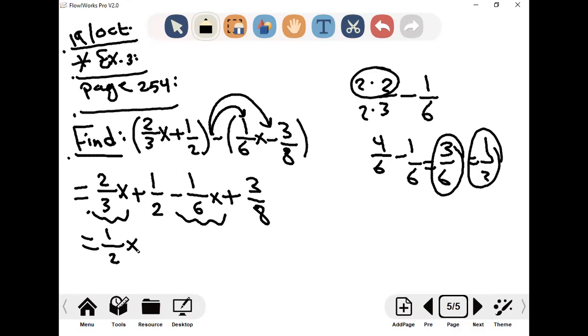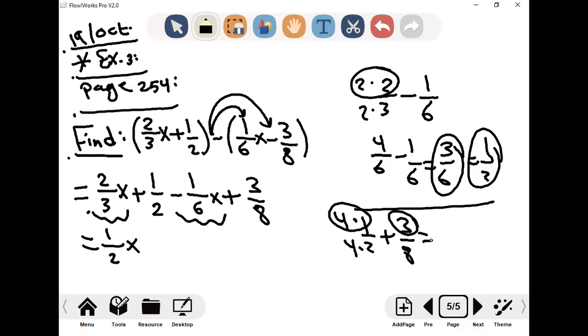Now I'm done with 2 over 3x and 1 over 6x. Now I need what? 1 over 2 plus 3 over 8 by side also. 1 over 2 plus 3 over 8. Here times 4. Now here we have 4 plus 3, 7 over 8. So the answer here is what? Plus 7 over 8. This is the final answer. Any question about this idea? Now, do we need these calculations in the solution? No. This you can do them in extra paper, extra place, whatever.